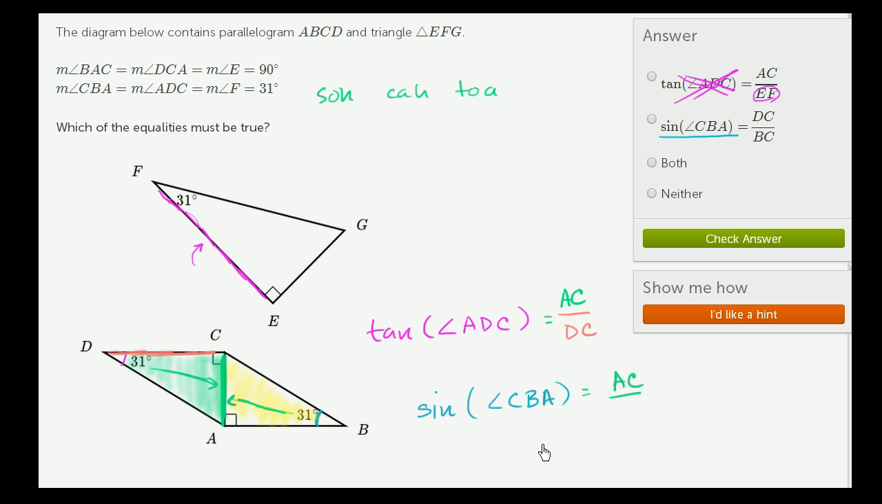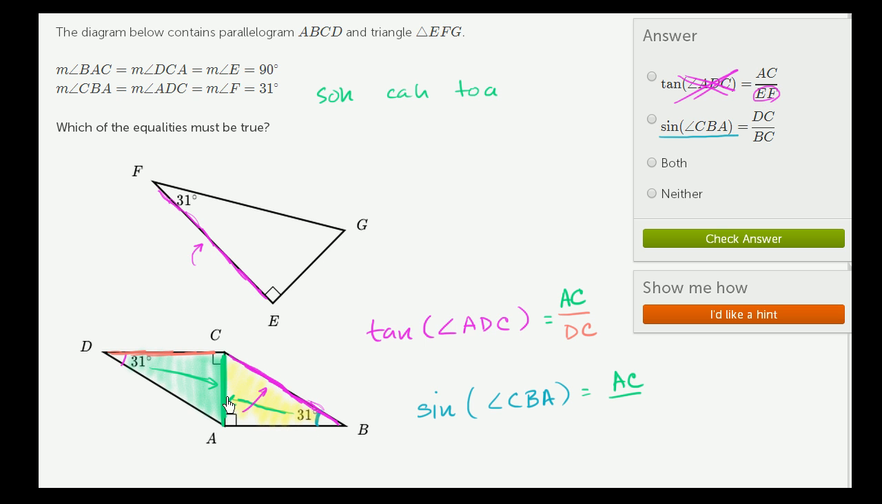And what is the hypotenuse here? Well, it's opposite over hypotenuse. The hypotenuse is BC right over here. It's the side opposite the 90-degree angle. So it's BC.